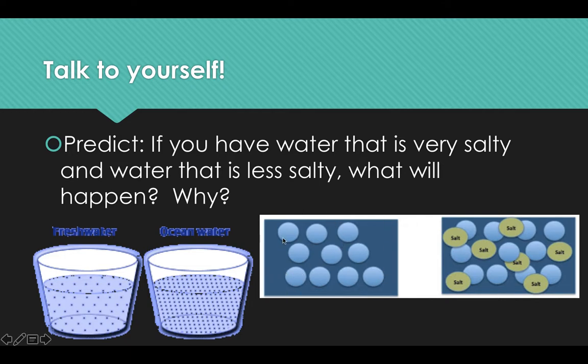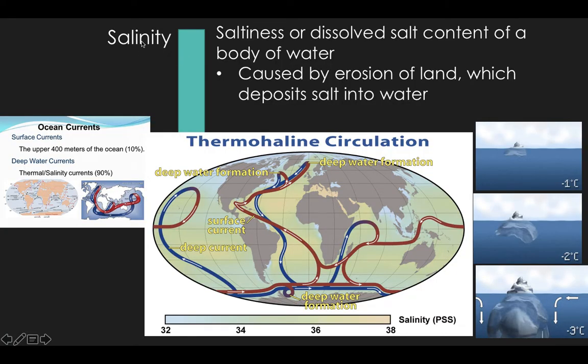Okay, so you might have looked at these pictures to help you in your answer. So here we have just regular water, and here is salt water. You can see that salt water is going to be more dense. There's more molecules packed into the same amount of space, so the density is increased compared to regular water or even lightly salted water. So when we're talking about salinity, salinity is the saltiness or dissolved salt content of a body of water. And how salty a water is is just caused by erosion of land, which deposits the salt into the water. And due to the differences in saltiness, this can cause currents as well.